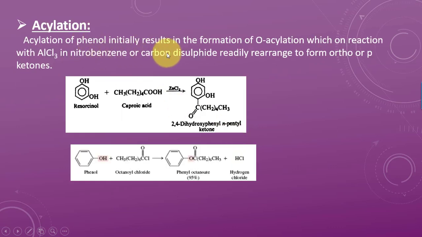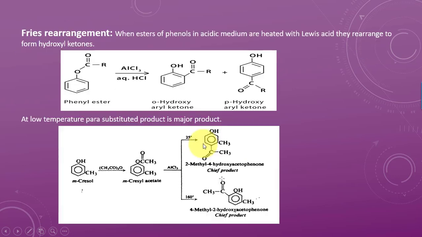Acylation. In the presence of Lewis acids, acylation of phenol takes place, but direct acylation of phenol does not take place. Phenol on reaction with acyl chloride first forms the oxygen acylated product, and this oxygen acylated product, in the presence of aluminium chloride and aqueous HCl, will rearrange to form ortho-hydroxyaryl ketone and para-hydroxyaryl ketone.